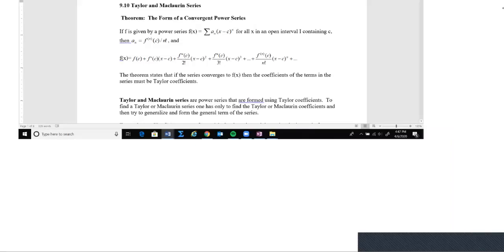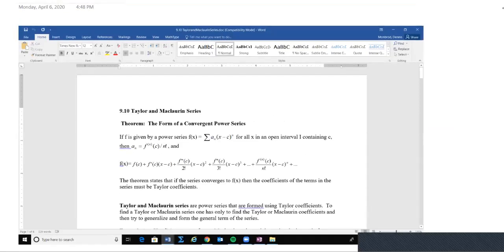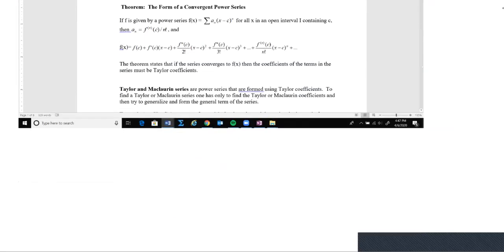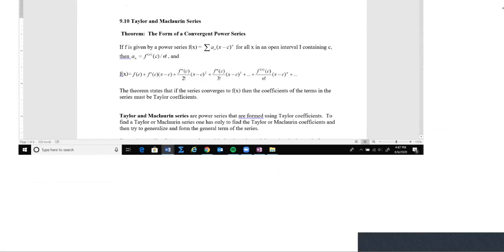Okay, we're at 9.10 now. Let's see, 9.10, and I've got a copy here, a handout. Basically what this theorem says is that if your series converges to f of x, then the coefficients must be Taylor coefficients. So if you have a series that converges to a function, then the coefficients must be Taylor coefficients. So it must be what we would call a Taylor series.